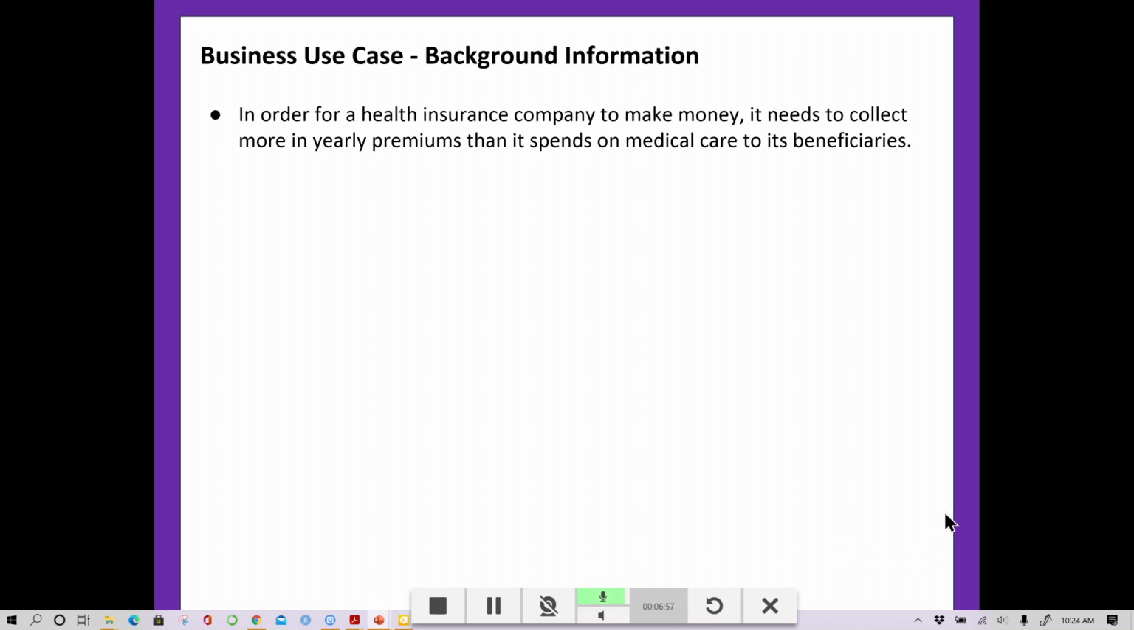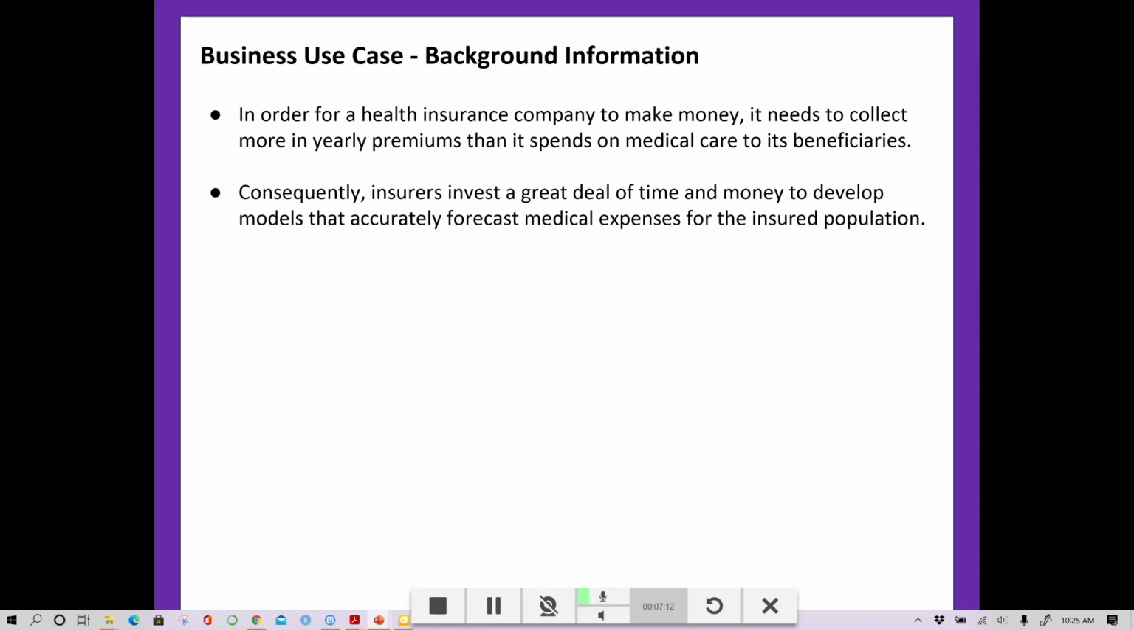In order for health insurance companies to make money, it would only naturally make sense that they must collect more money in yearly premiums than they spend on medical care of their beneficiaries. So that means that insurance would usually spend a great deal of time, effort, and resources in order to develop models that can adequately help them to accurately predict the medical expenses of beneficiaries on their medical plan.